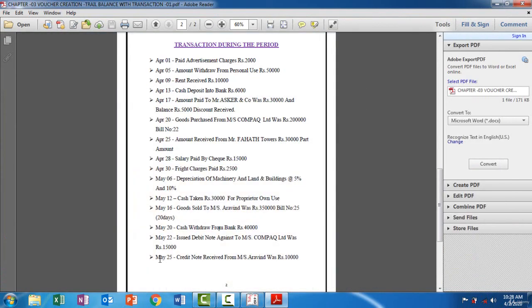The next one is May 25 credit note received from Aravind company 10,000. Aravind is our sundry debtor. We receive the credit note from Aravind company, so we have to choose the credit note, and the double entry is credit sales account debit 10,000, Aravind account credit 10,000.